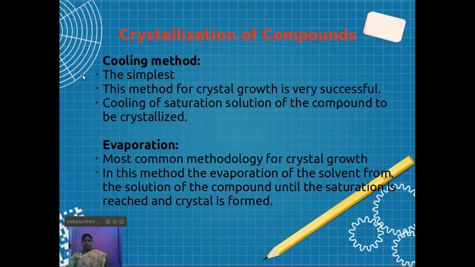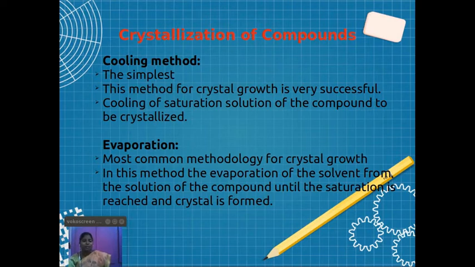Next, crystallization of compounds. The crystallization of a substance can be achieved based on five different methods, which are the cooling method of a saturated solution, evaporation method of a solvent, vapor diffusion method, liquid diffusion method, and sublimation method.